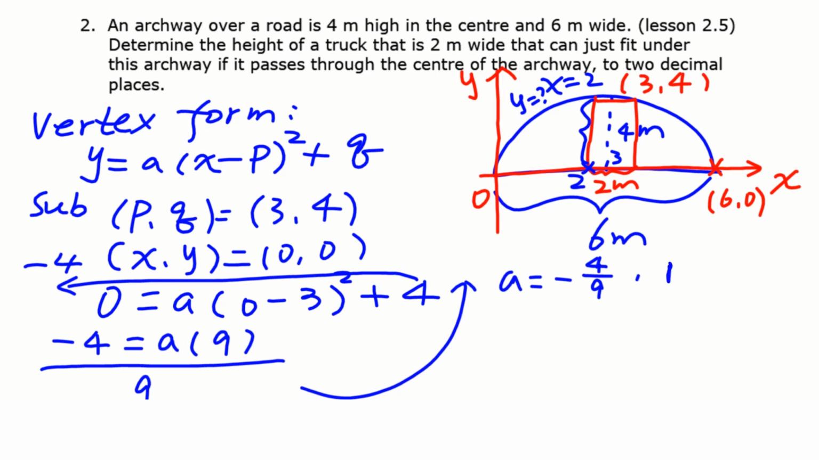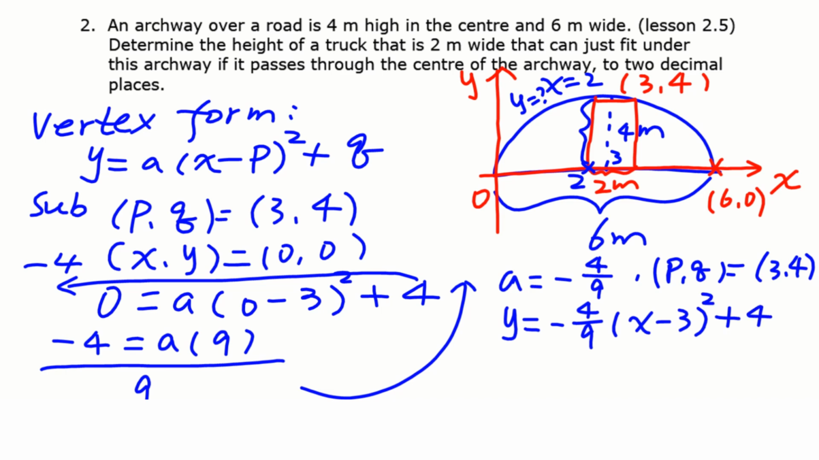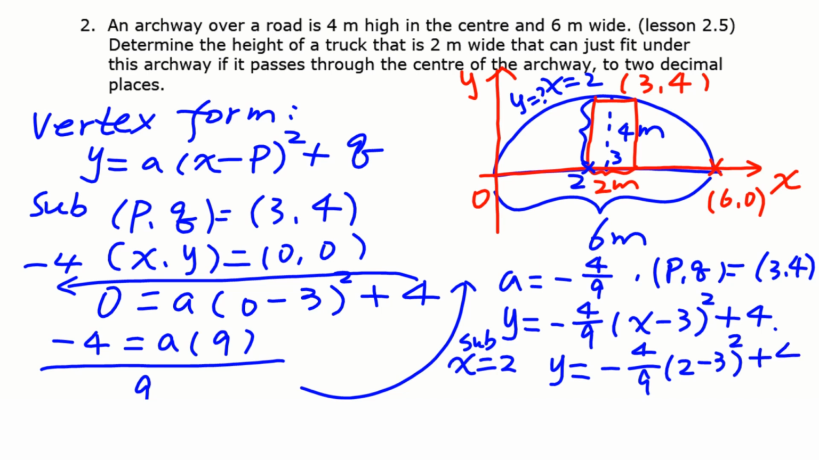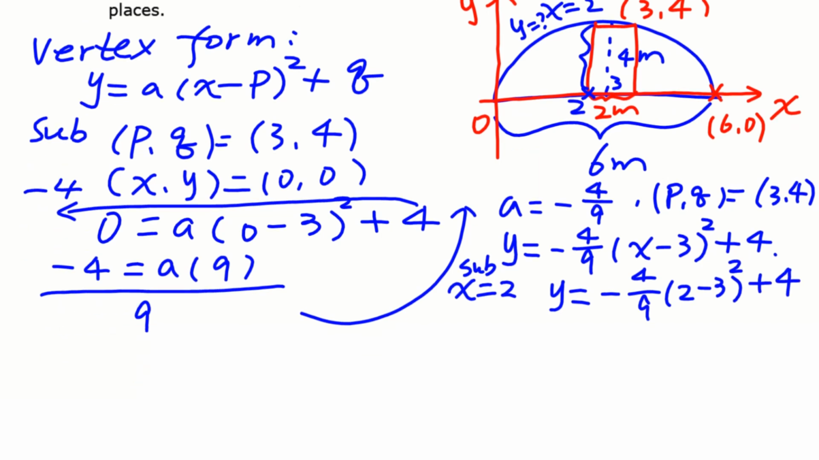Then we sub a, p, q into that vertex form. So we have y equals -4/9 x minus 3 bracket square plus 4. Then in order to find x equals 2, y equals what? We sub x equals 2 into this equation, 2 minus 3 bracket square plus 4. Then do the calculation. We have y equals -4/9 times 1 plus 4. y equals 3 point something.